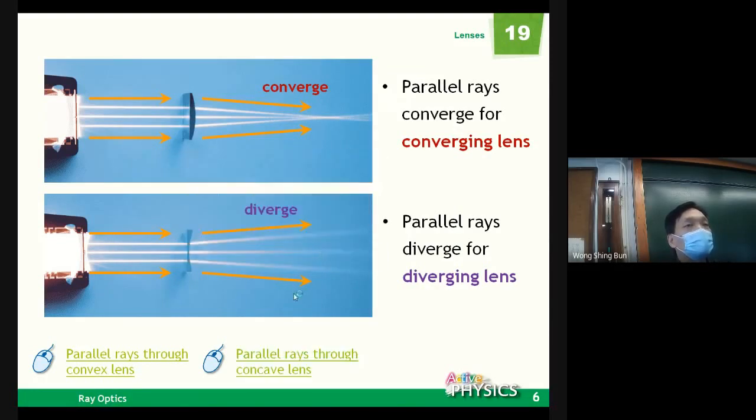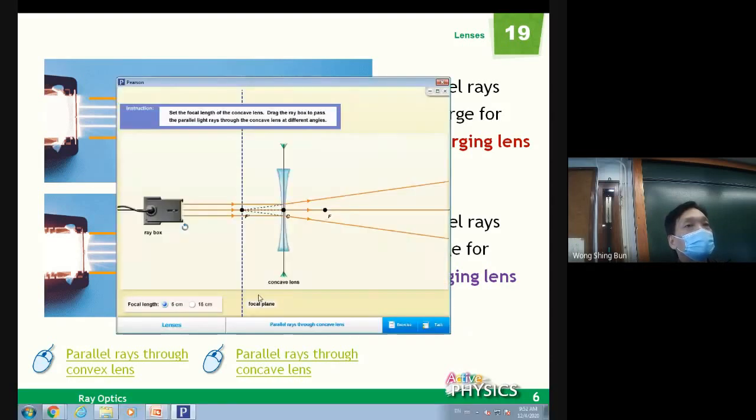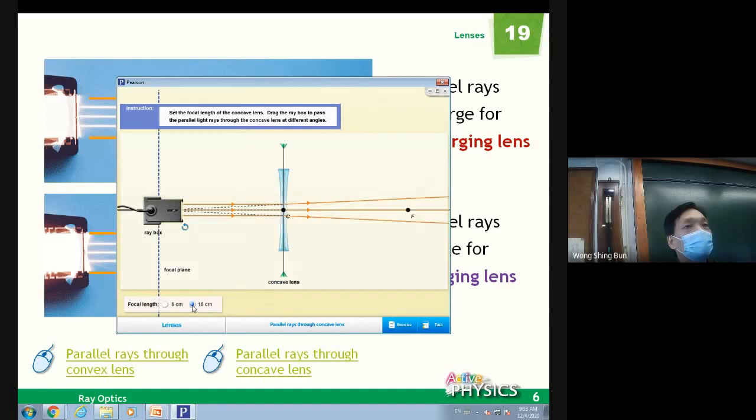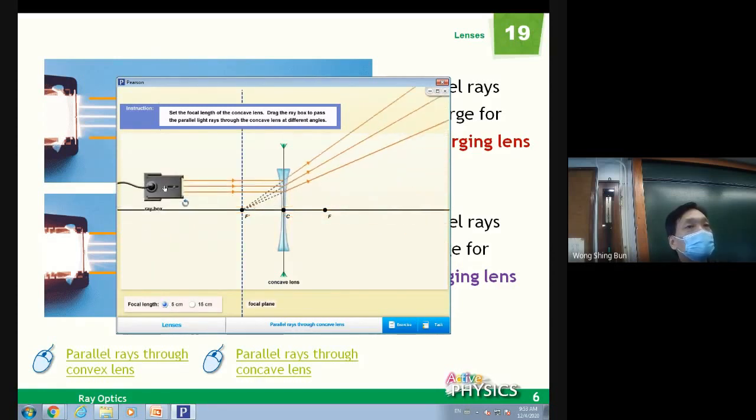How about the concave lens? Similarly, but remember that all the light rays should be diverged. They will not have an intersection point, except if we extend them. So the dashed line will be the extension. Here, this one we will call the principal focus, and the dashed line, the focal plane. Now, change it. This one is 5, now 15. Okay, now move it. Can you see it?